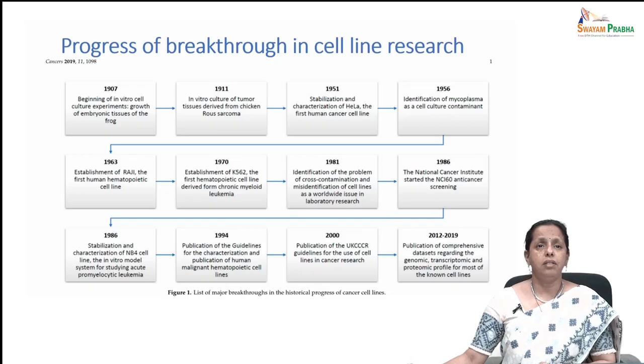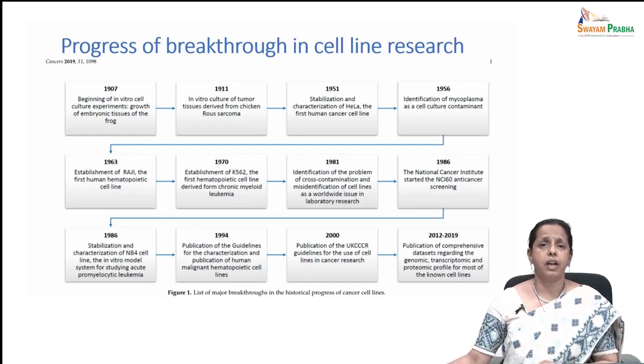And in 1911, at the Rockefeller Institute for Medical Research in New York, T. Burrows and Alexis Carrel grew an in vitro culture of tumor tissues derived from the chicken Rous sarcoma. From then onwards, this was a landmark year, where the HeLa cell line, the first human cancer cell line from a cervical cancer patient called Henrietta Lacks, was established in 1951.